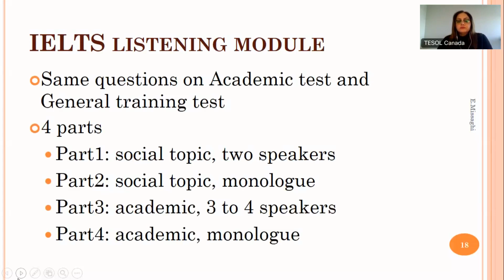So for IELTS, part 1 is about a social topic. Two speakers talk about their neighborhood, like how to make a reservation in a hotel or for a taxi or Uber. This is a social topic. Part 2 is a social topic, but a monologue, like a person talks about the zoo in your city, or a different entertainment topic.